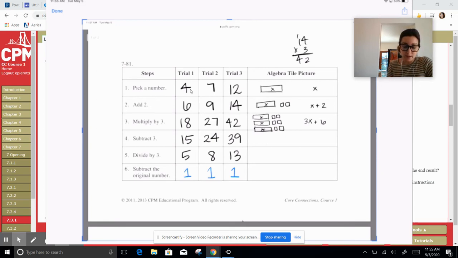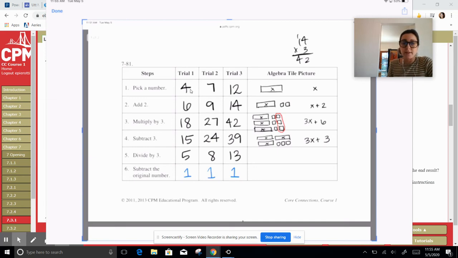Okay, so in this case, when we say pick a number, we're saying that any number can be represented by x. Okay, if I subtract 3, then that would be taking away 3 of these units. So I would be left with 3x tiles. They don't give you very much room. And 3 unit tiles. So I would have 3x plus 3.